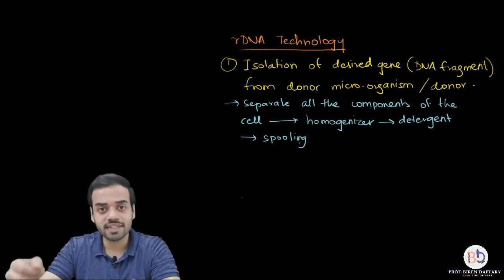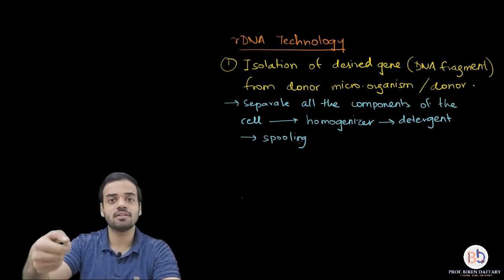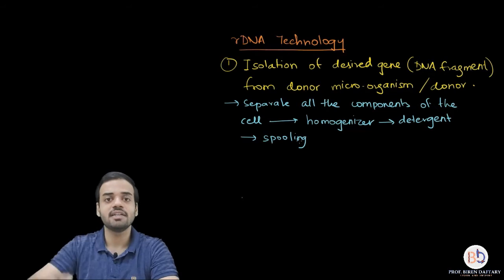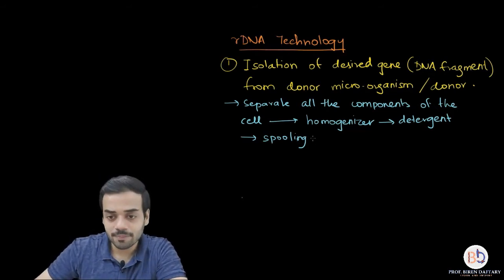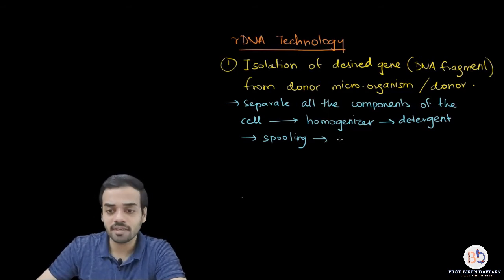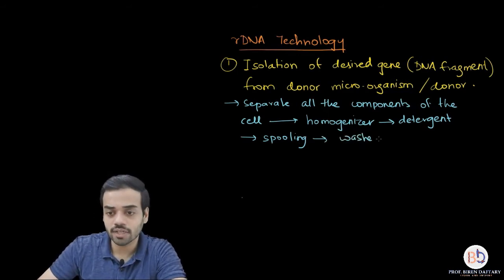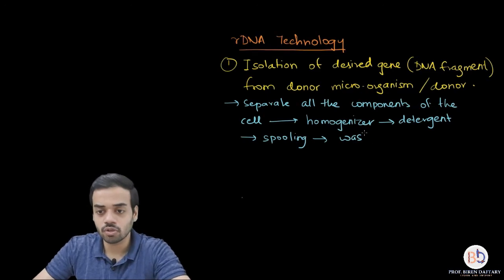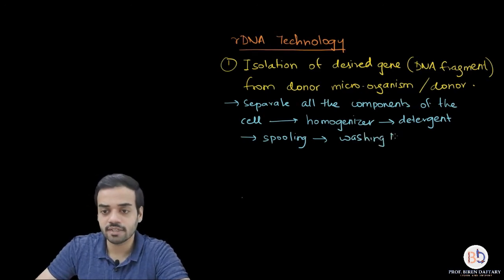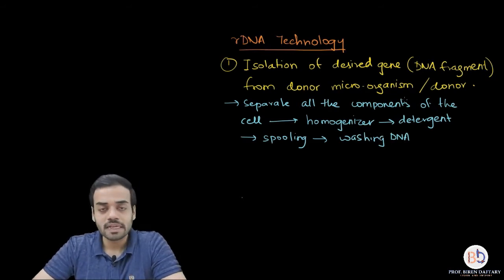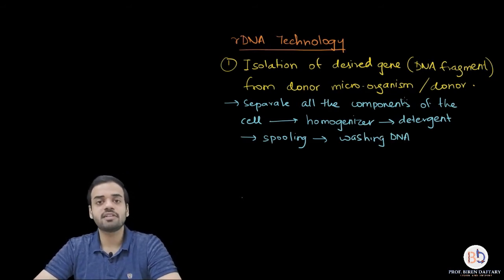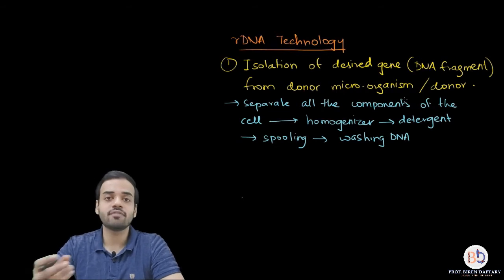So those threads can be lifted by using a glass rod or something, and they can be shifted into some other container. Is this clear? Okay, and then that DNA can be washed, because if you don't wash the DNA, then it will be having many components which you don't need. Is this clear? So are these steps clear, how you have obtained DNA from the cell?